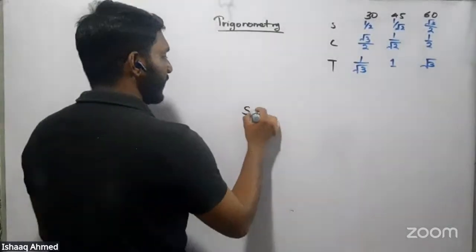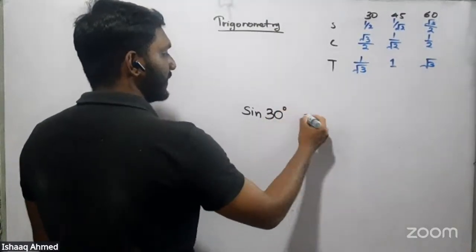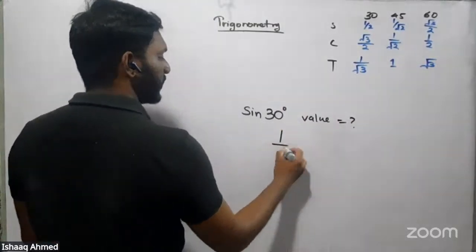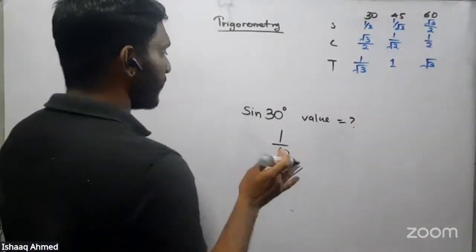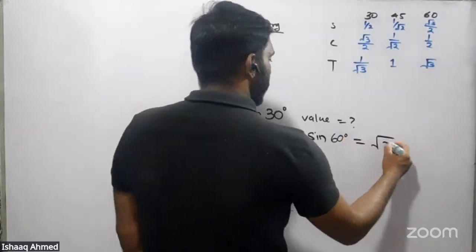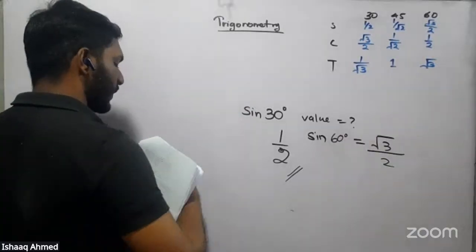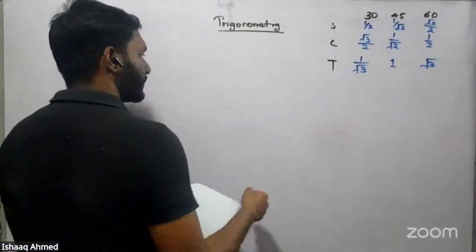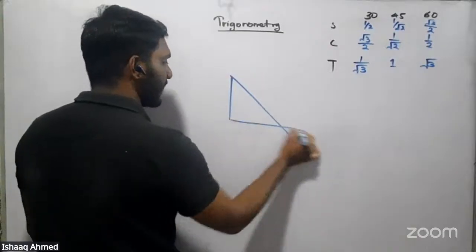If you take a scientific calculator or go to Google and search the sine 30 value, the answer will be half. That means sine 30 equals half. Same way, sine 60 equals root 3 over 2. These are common, known values. Other than that, we can take sine for any angles. Right. So how to use trigonometry, how to apply it?